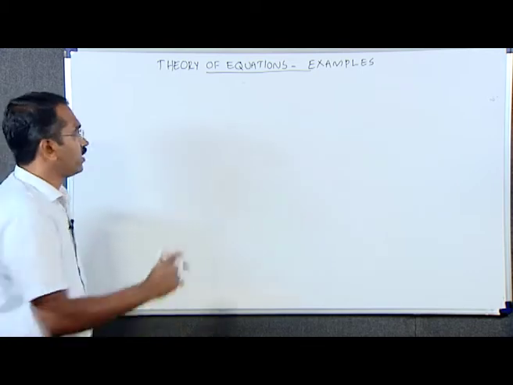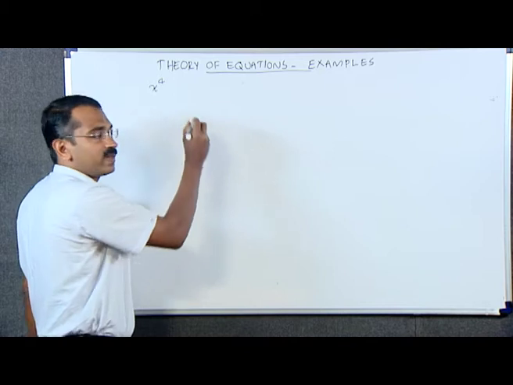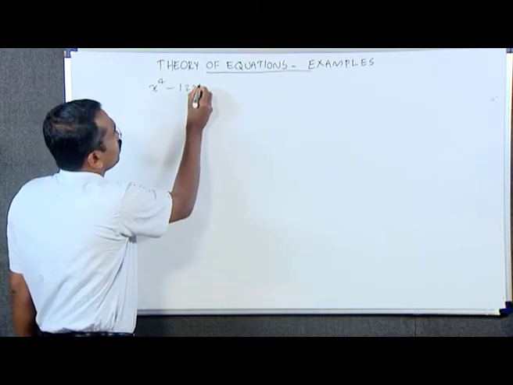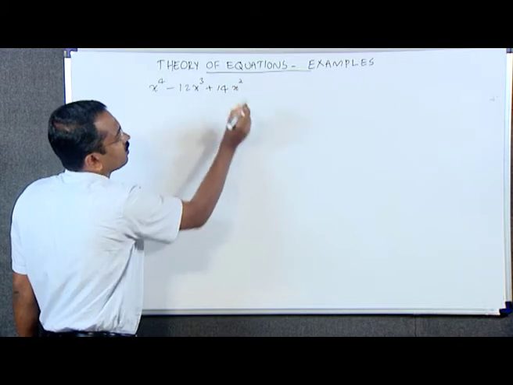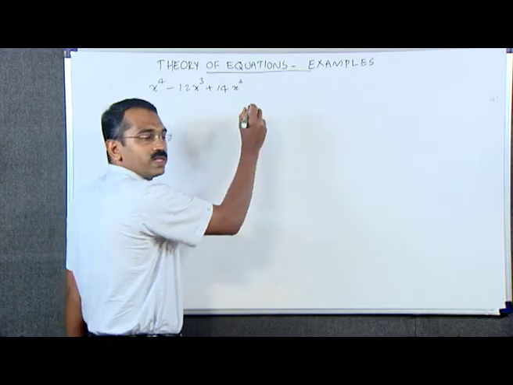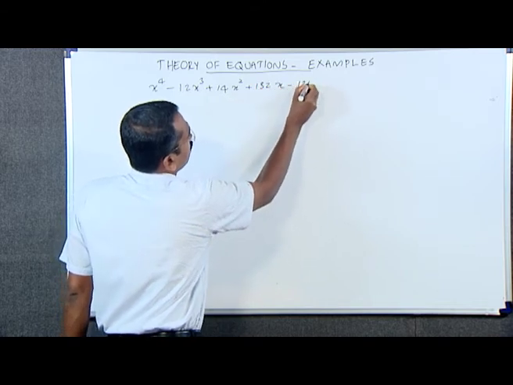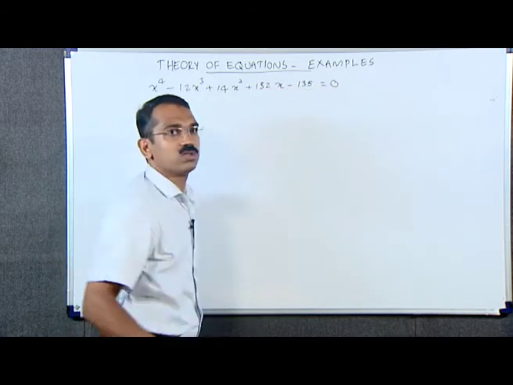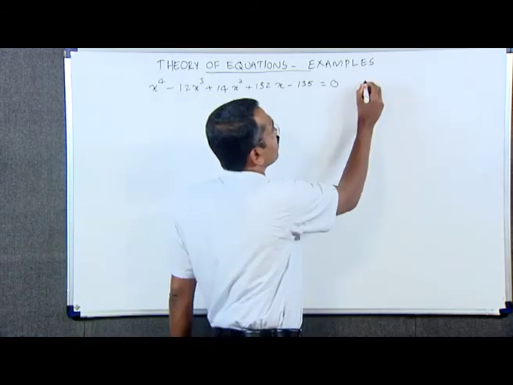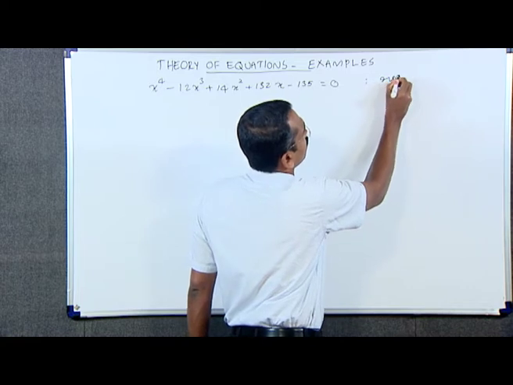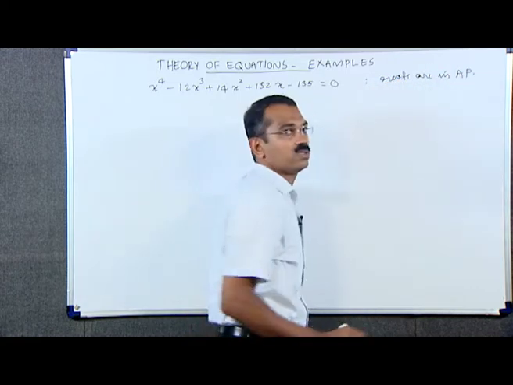Solve the equation x raised to 4 minus 12x cube plus 14x square plus 132x minus 135 is equal to 0. Given that the roots are in AP, the given condition is that all the roots are in the arithmetic progression AP.